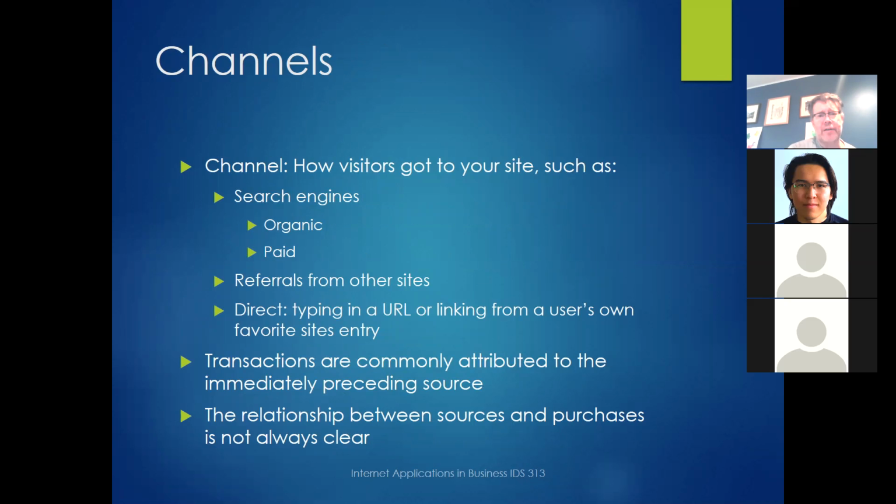Okay. Channels. Channels are how the visitors got to your site. So the big ones: search engines, and there are two categories in there, organic, which is search that isn't paid for, and then paid search, where there are ads and you click on them and you get there. Other things: referrals from other sites, and there are different categories of referrals, for example different types of ads. And then direct. Direct just means there was no intermediate site. There was no site before you got to the website in question.